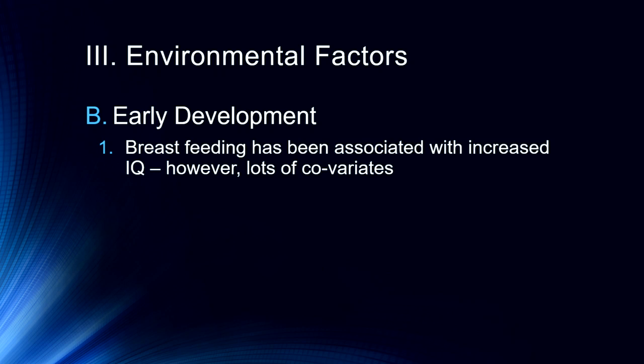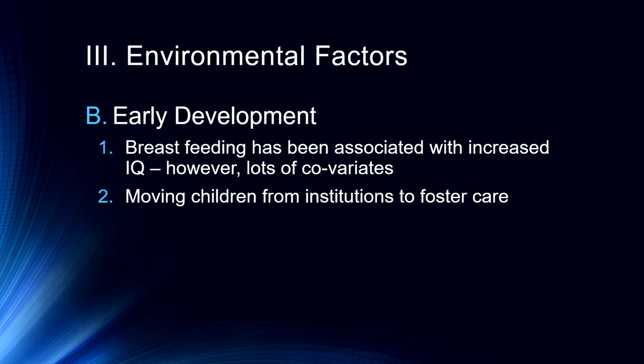As we move into the early development phase, now we start getting into a variety of issues that have some societal implications. The first of these is breastfeeding. This has been associated with increased intelligence, but there are a lot of covariates that go along with breastfeeding, and so I'm not very secure in making that argument. The association is there, but breastfeeding also has a number of other covariates, including race, socioeconomic status, occupational status, etc. So there's a lot to go along with that.